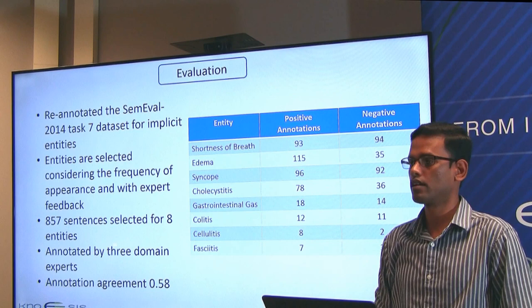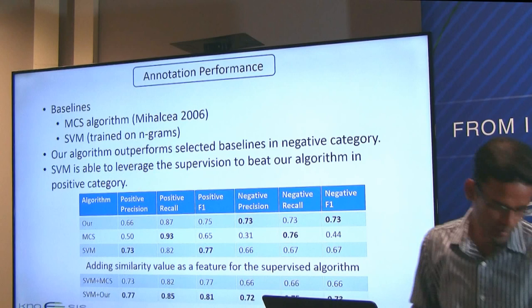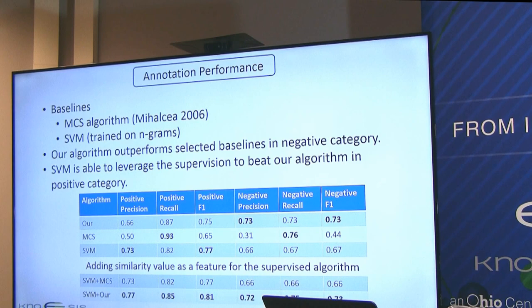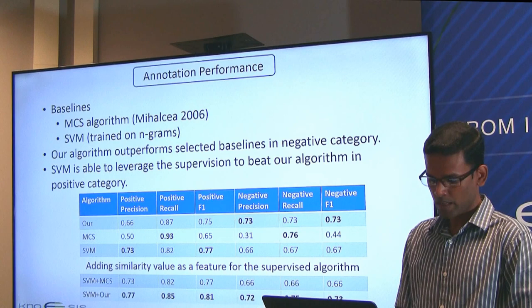So, to evaluate this work, we implemented two baselines. One is a supervised baseline and the other one is an unsupervised baseline. For the unsupervised baseline, we selected the MCS algorithm, which is the best performing unsupervised algorithm for paraphrase recognition. And then the SVM is trained with n-grams. The first three rows here show you the results.